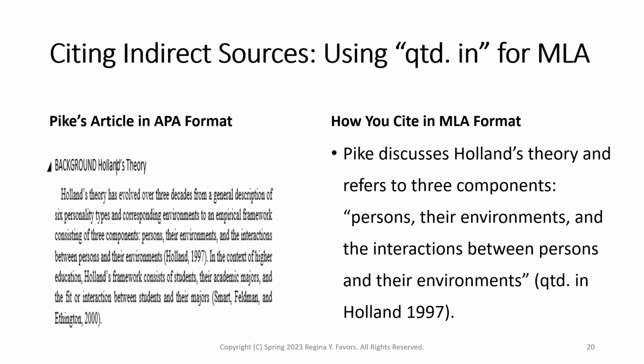So how do you cite in MLA format? Let's look at it. Pike discusses Holland's theory and refers to three components: persons, their environments, and the interactions between persons and their environments. That's all quoted material from the original source, but that information was quoted in Holland 1997. So if you look at the figure over here, background, Holland's theory, I'm taking the three components, quoting that information, but I'm substituting, I'm not bringing in Holland, 1997.